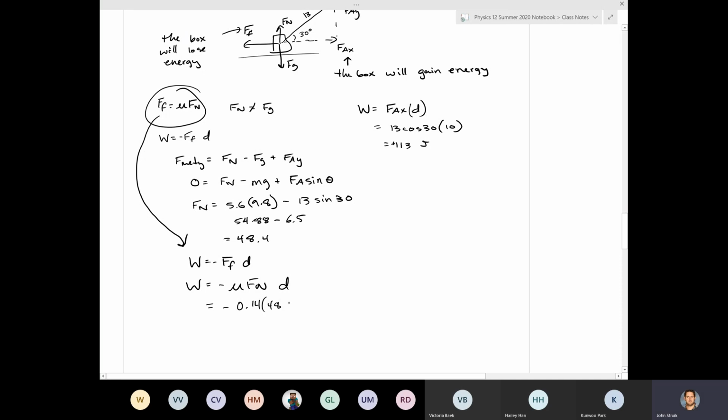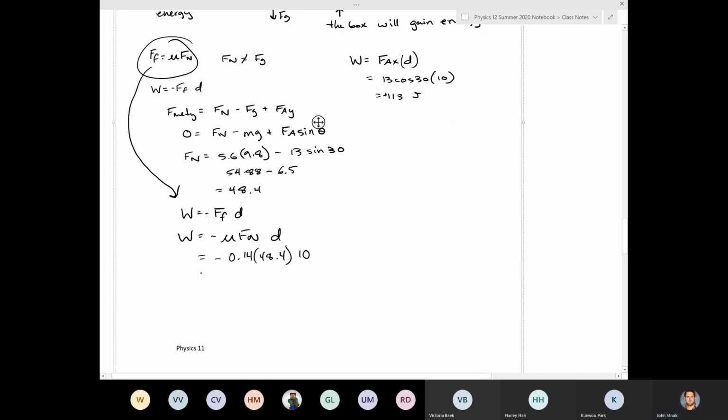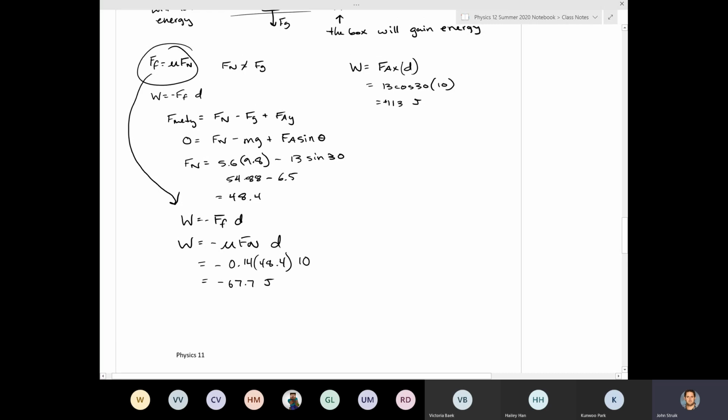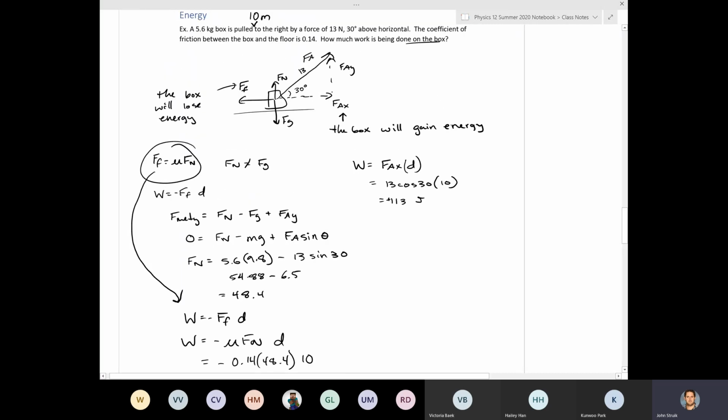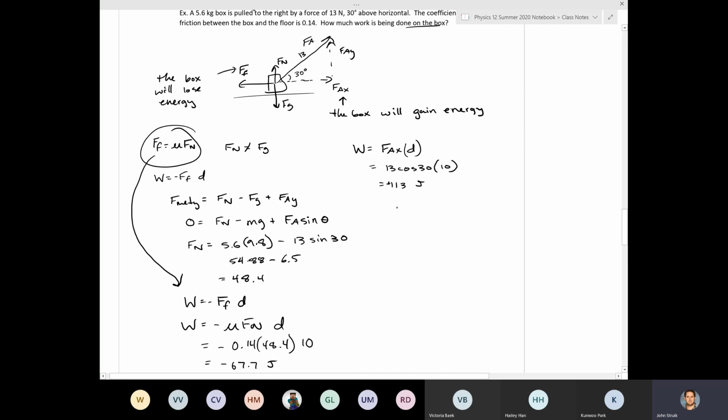Times 48.4 times our distance, which is 10. So times 0.14 times 10, and that is negative 67.7 joules. So in terms of how much work is being done on the box, we have positive 113 and negative 67. So the overall work being done on the box is 113 minus 67.7, which is 45.3 joules.